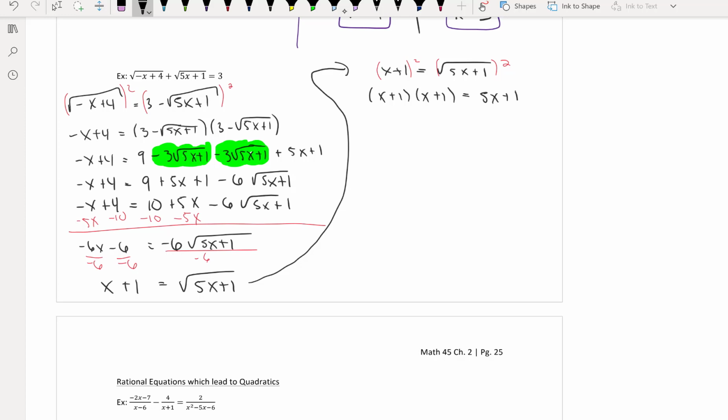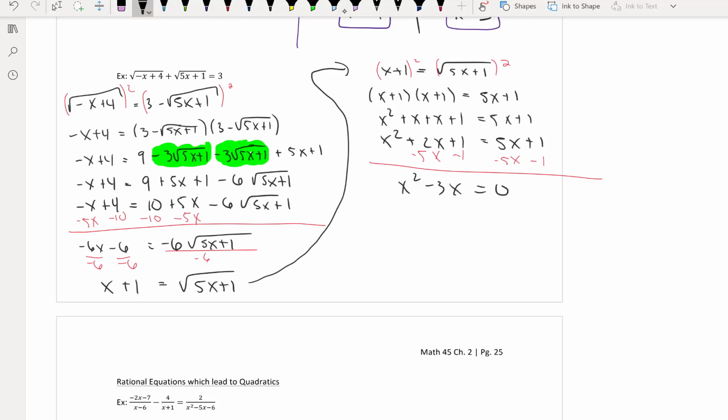And so when I do that, I am going to get that this is x squared plus 2x plus 1 is equal to 5x plus 1. Combining like terms, I will have x squared plus 2x plus 1 is equal to 5x plus 1. So I am going to subtract 5x from both sides and subtract 1 as well. When I do that, I get x squared minus 3x is equal to 0.